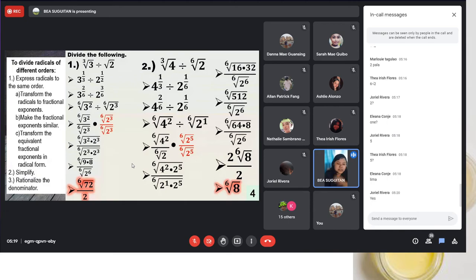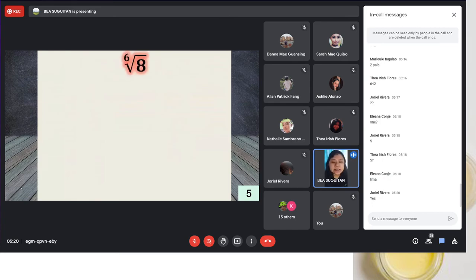Okay, so as you can see right there, naka-highlight na siya. Meaning yan na ang answer. But it is not yet the final answer. Bakit po? Si 6th root of 8, pwede pa natin yang isimplify? Always remember when you are writing down your final answers, always make sure that your final answer is in the simplest form.